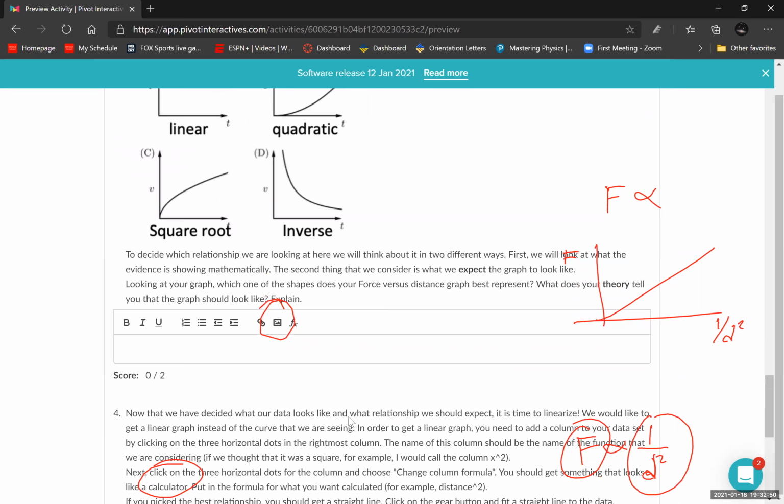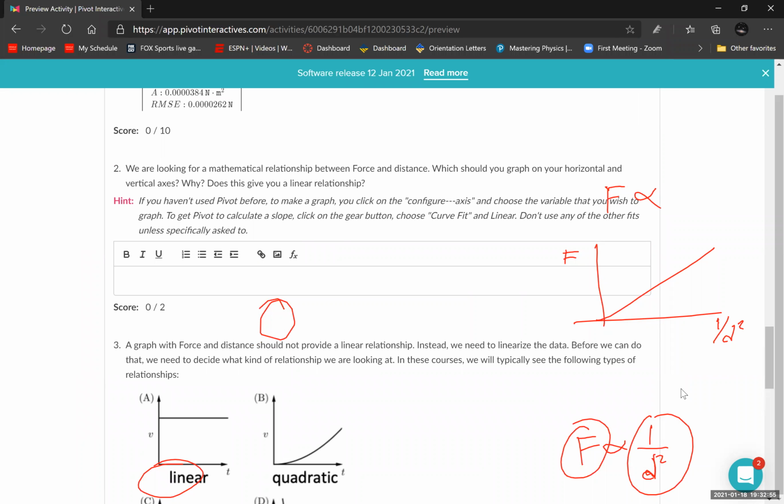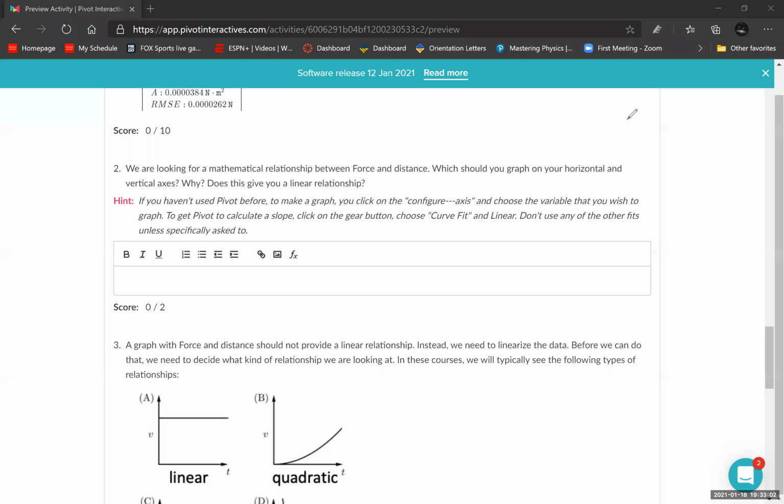Then in order for us to linearize the graph, as I mentioned, you can plot force versus 1 over d squared. All right, so how do we do that? Well, this is what you should do.